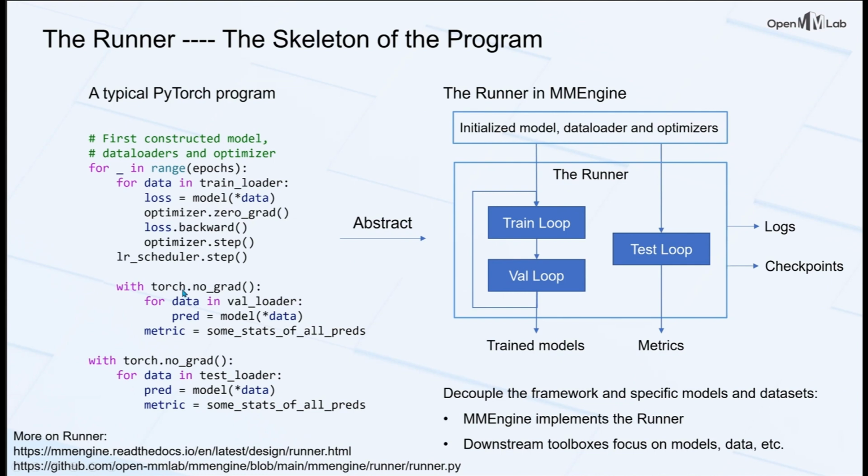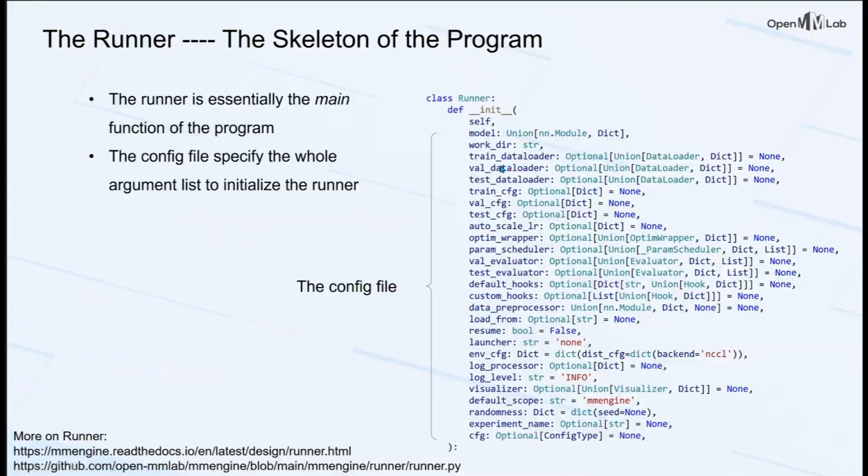You still remember the config file? It actually defines the whole argument list of the runner. For example, here we can see the model part, the train, validation and test data loaders, some optimizers, and also some runtime configs here.